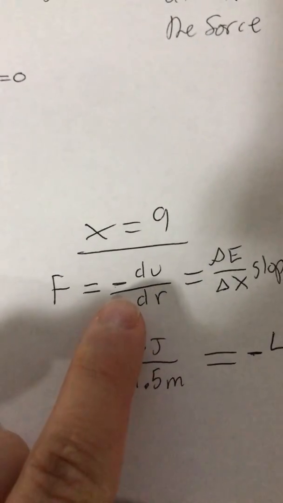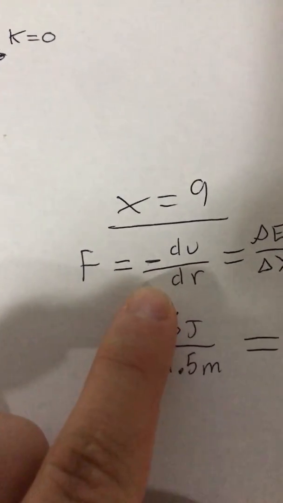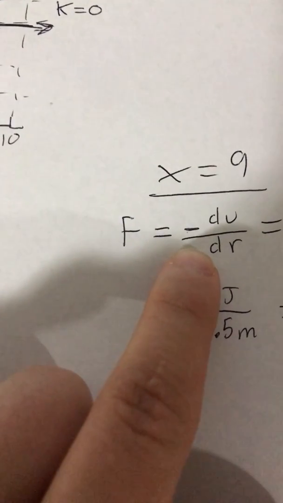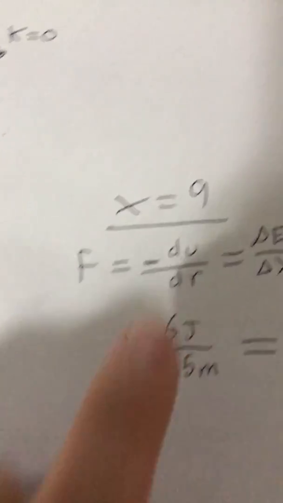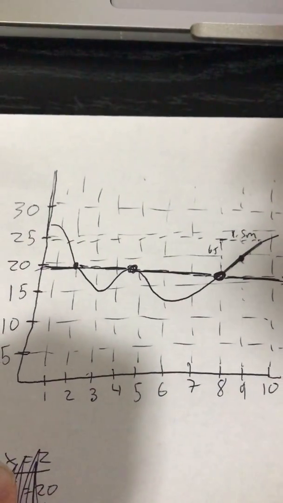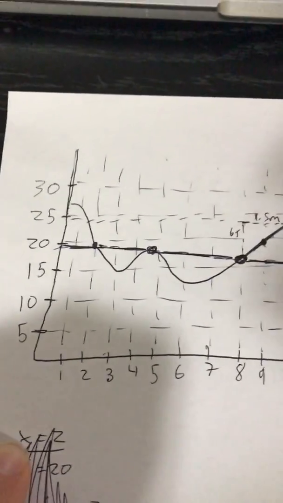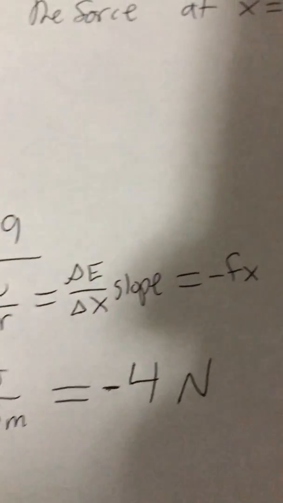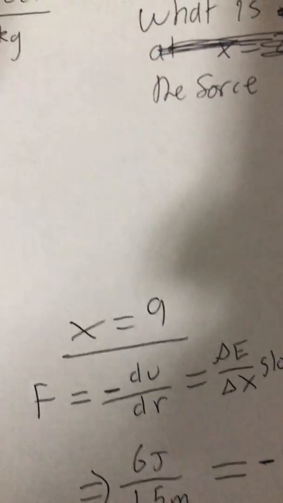So then to figure that out, we know that the force is equal to the change in potential energy with respect to the change in position. So then that is essentially what our x and y axis are on our potential energy curve. So then we know that that's going to be equal to the slope of our line, and then is going to be equal to the negative force. So our force is going to be the negative slope of our line.